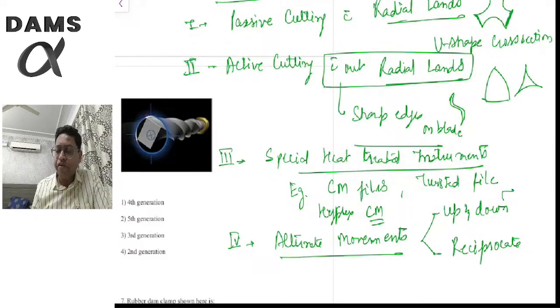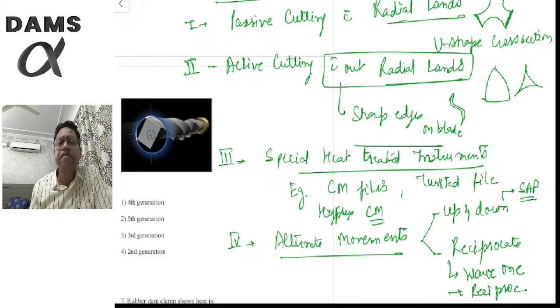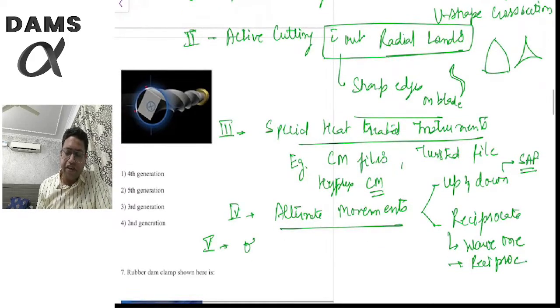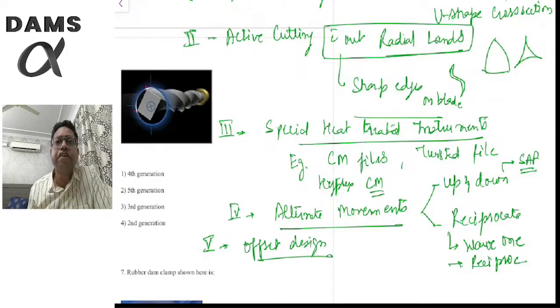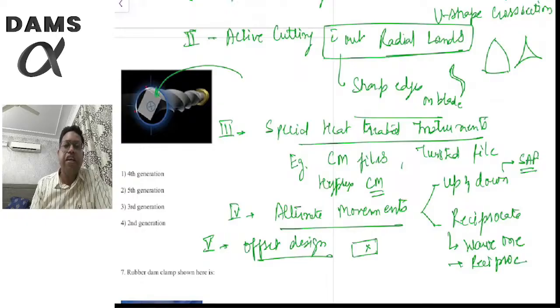An important example of an up and down movement instrument is the self-adjusting file, SAF. Reciprocating instruments are WaveOne and Reciproc. These are two prominent examples. And finally, the fifth generation instruments, they have got offset design. In the cross section, this you can see in the figure, they have got offset.